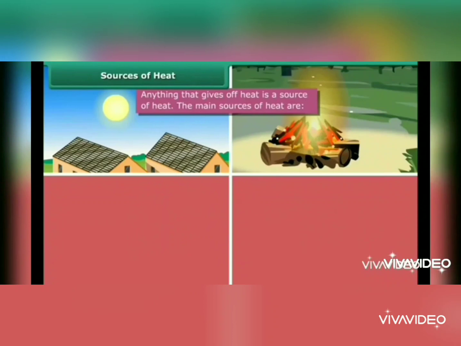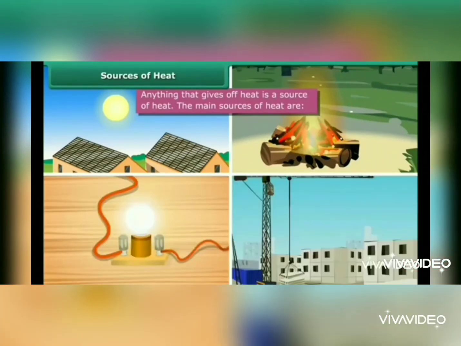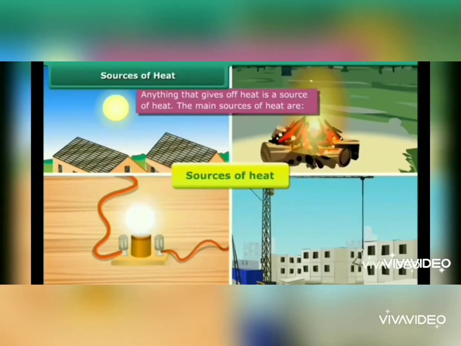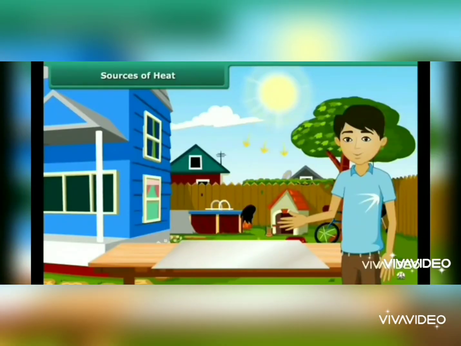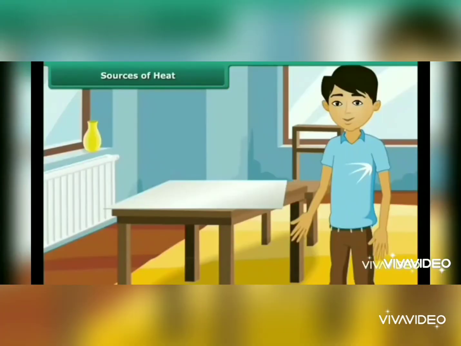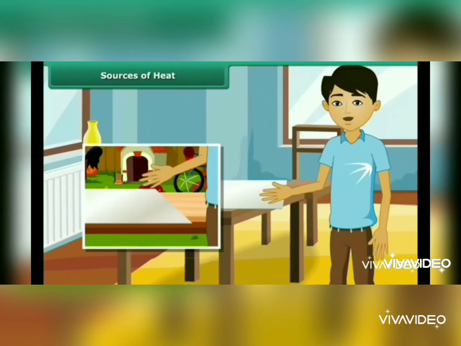Now we will see the heat energy. Anything that gives off heat is a source of heat. For example, burning wood or an electric bulb. Now let us understand an experiment. Suppose you keep an aluminium sheet in sunlight for a few hours, and then you touch it, and place that same sheet in a room, and then after some hours you touch it again. In the first case you feel it hot, and in the second you will feel it cold.